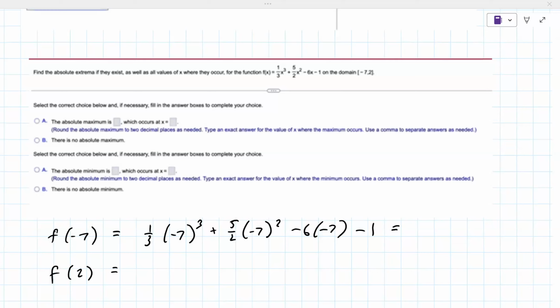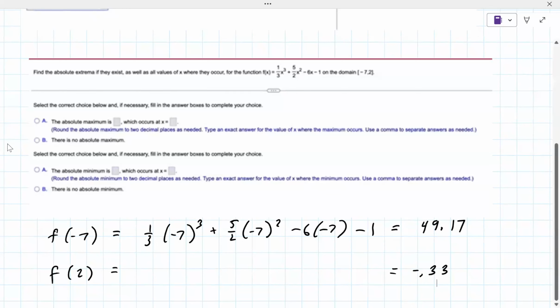Where is the syntax error? Okay, there it is. All right. Round to 2 decimal places needed. All right, so I got like 49.17 for that one. And minus 0.33 for the second one there. I'm rounding because it says to round. Otherwise, I'd convert it to a fraction. Just make sure 1/3 x cubed plus 5 over 2 x squared minus 6x minus 1.